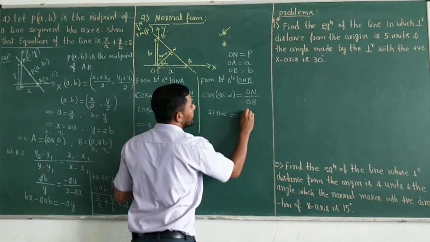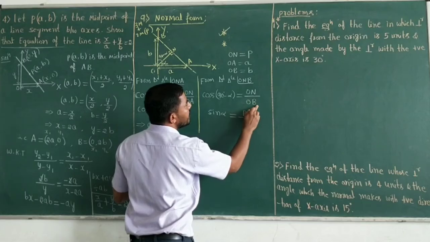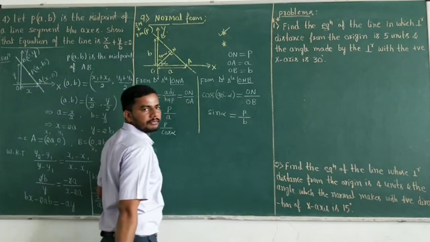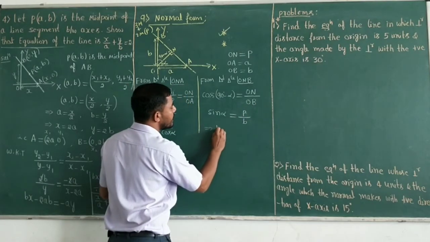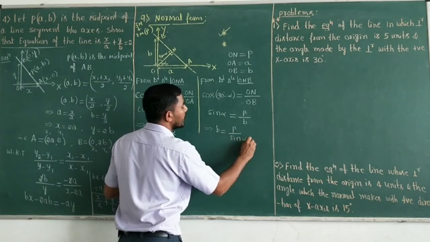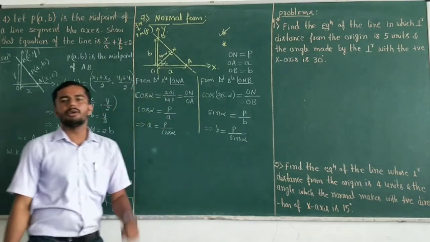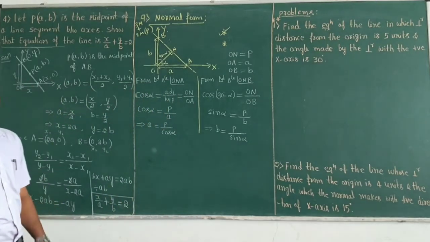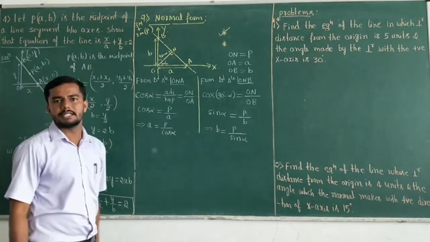ON is nothing but B divided by OB, and OB is nothing but B. So what is B here? B is equal to P divided by sin alpha. Here A is equal to P by cos alpha.